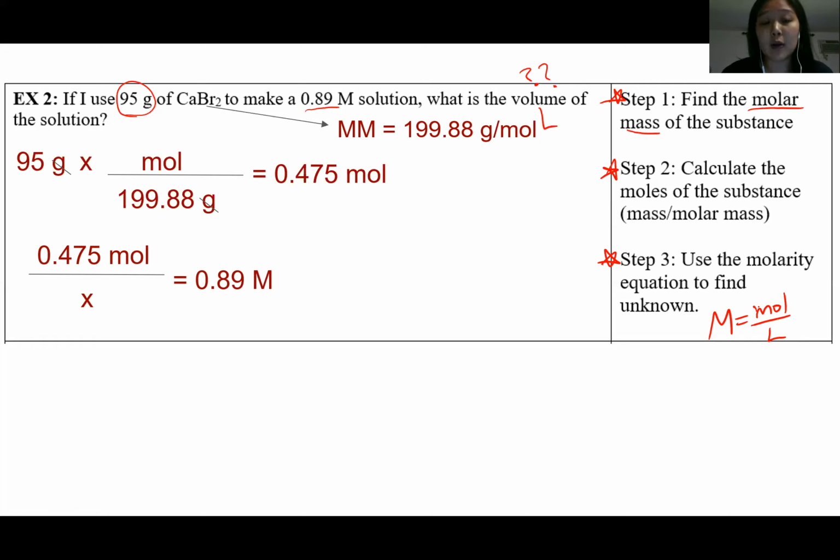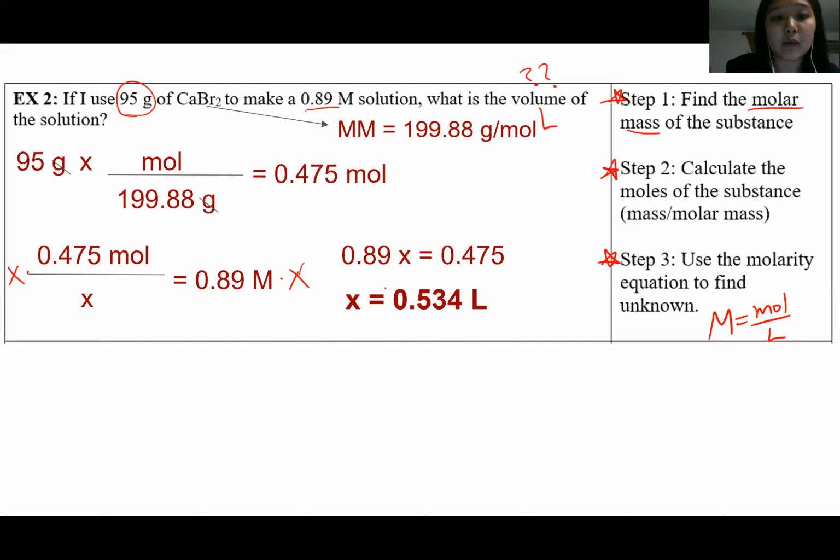So now the problem here is to solve for X. Remember, when the X is on the bottom, we just have to rearrange it so that the X becomes on the top. So I get 0.89 times X equals 0.475. To solve for X, I'm going to divide 0.89 on both sides. And I get 0.53 liters for example problem 2.